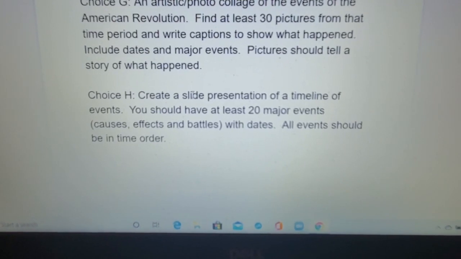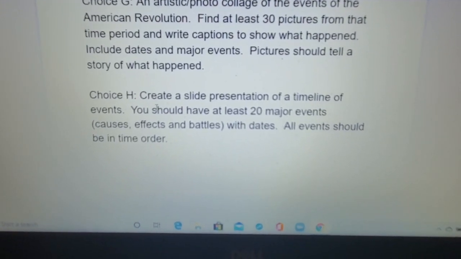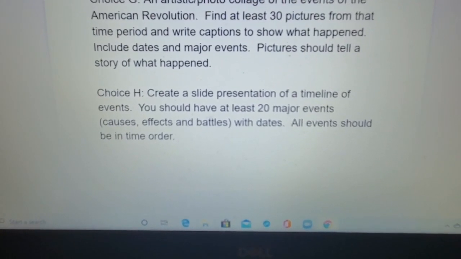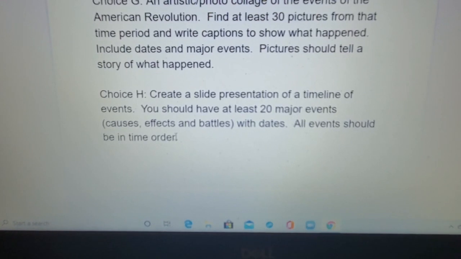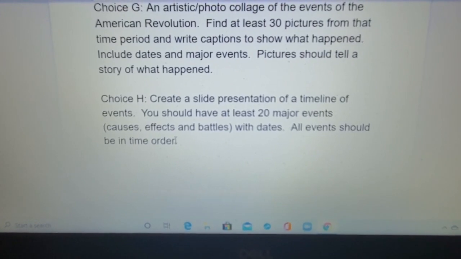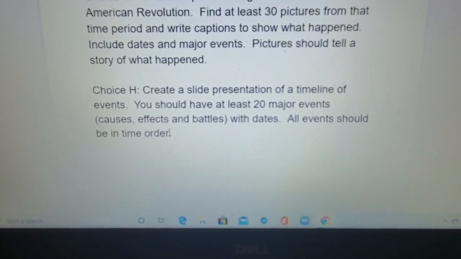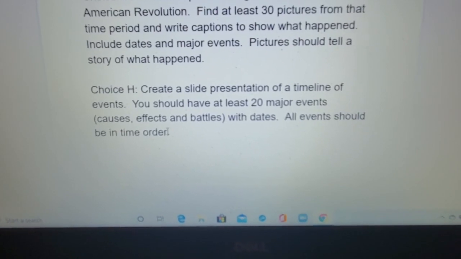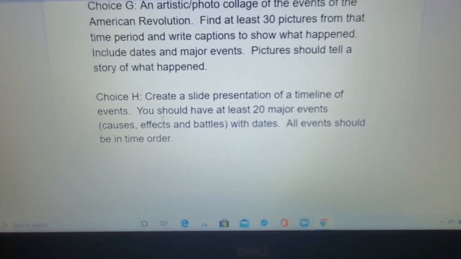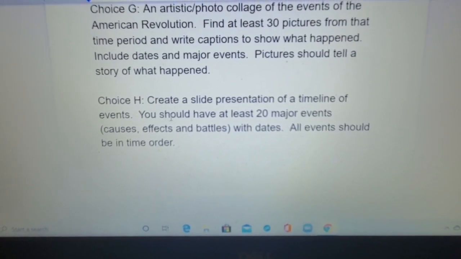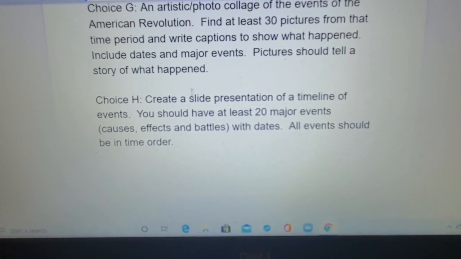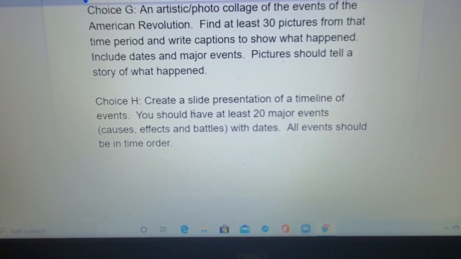Choice H, create a slide presentation of a timeline of events. You should have at least 20 major events. That would be the causes, the effects, and the battles, with dates. And all events should be in time order. So you could start as far back as the French and Indian War in 1754. You would give just some information of what happened with the timeline. And you can also use Google Slides because you can put the slides in time order. The most important thing about a timeline is you must have dates and the events. Without the dates and events, you don't have a timeline. So if you choose to do that, you must be able to find information and dates.